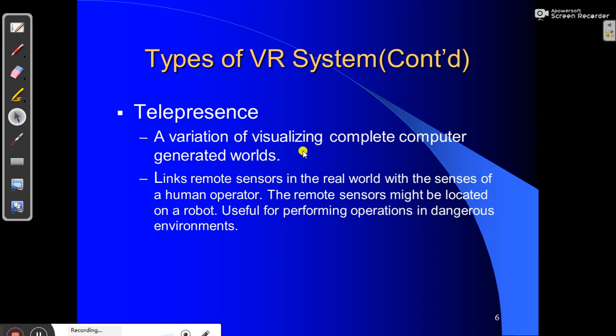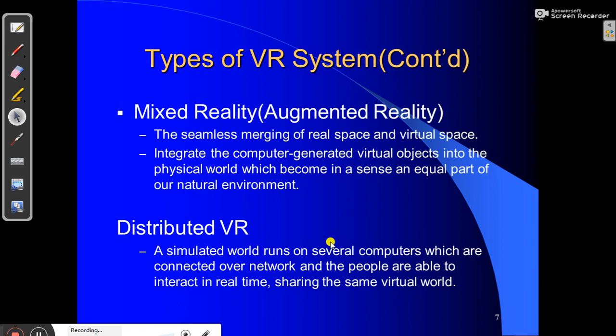Telepresence is a variation of visualizing complete computer-generated worlds. It links remote sensors in the real world with the senses of a human operator. The remote sensors might be located on a robot, useful for performing operations in dangerous environments. Suppose you want to defuse a bomb. Through VR, you might work in a simulation environment, but that simulation environment will directly link with the actual world, and that sensor will work, and we can operate in dangerous environments like defusing a bomb.